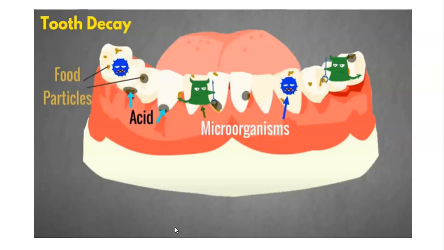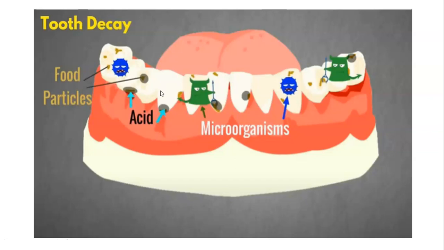Next one, tooth decay. What is tooth decay? When you take food, some of the food particles remain in between the teeth, right? The microorganisms react with that food and produce acid on the teeth. Because of these food particles and microorganisms, acid is produced, and that acid is harmful to your teeth, right?